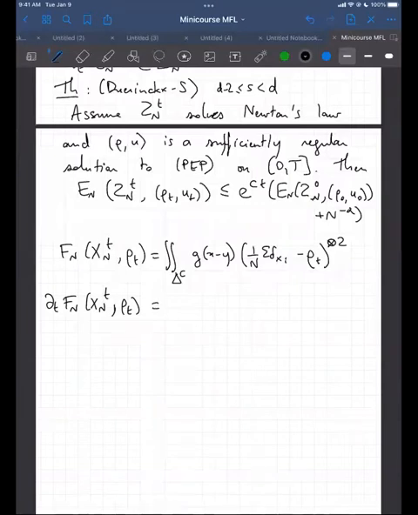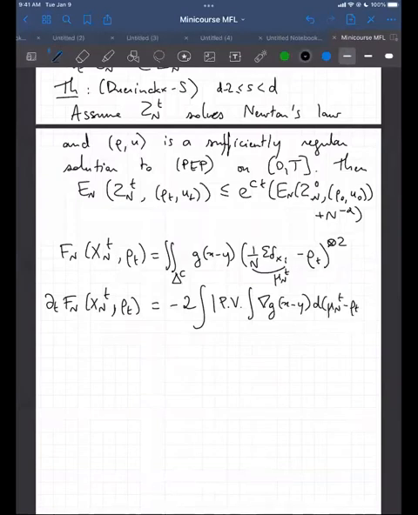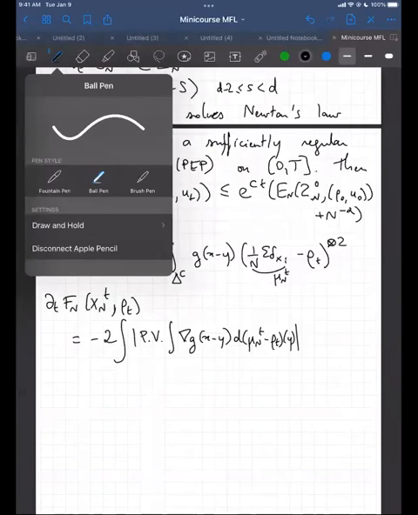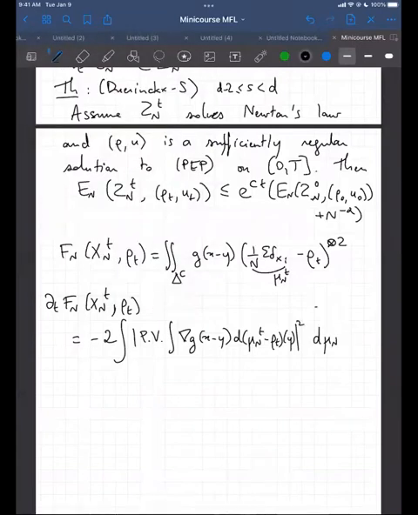And of course, when you differentiate, you want to use the equation satisfied by rho t. So when you see a d_t rho t, you have to input the relation that you know on d_t rho t. So you have to use the equation. So I will give you the result of the computation. You have something where you have to take a sort of principal value, grad g of x minus y. So this thing I call mu_n,t. Right? So here you get d(mu_n,t minus rho t), and this gets squared, squared d(mu_n,t) squared.